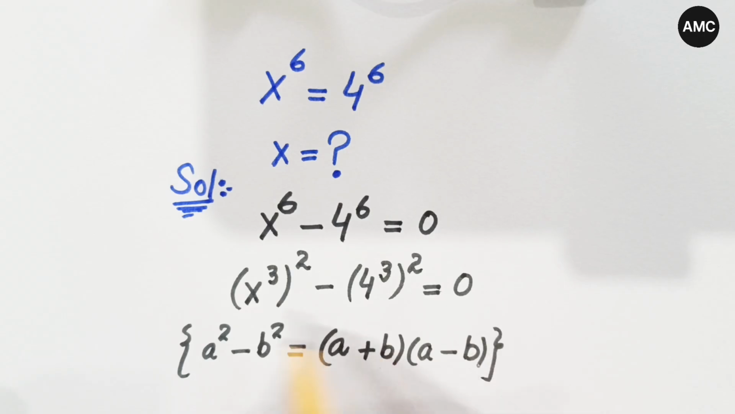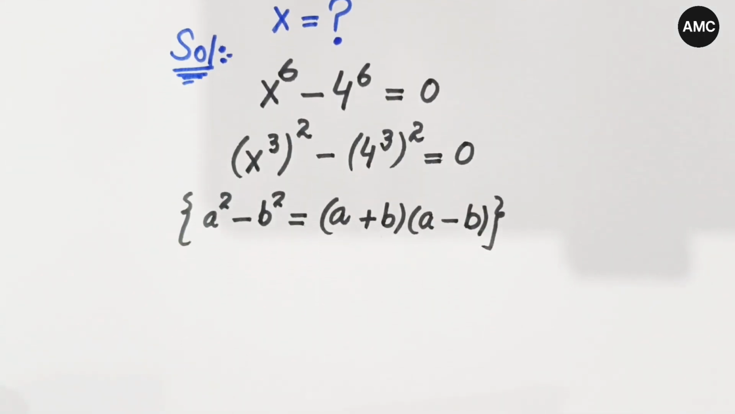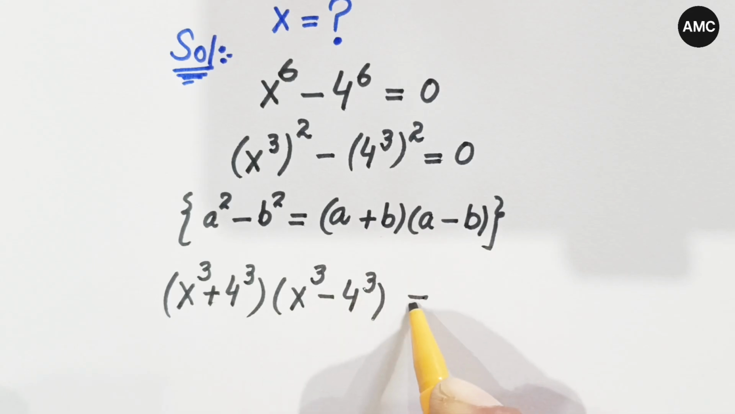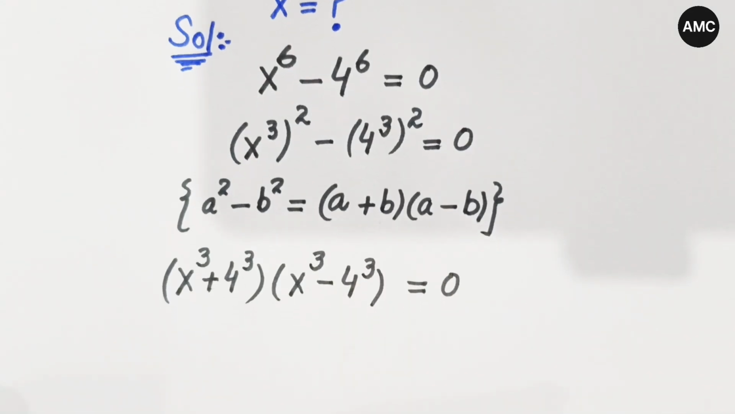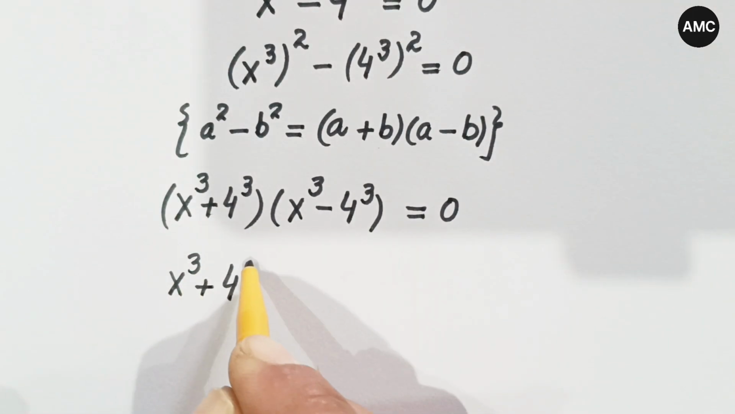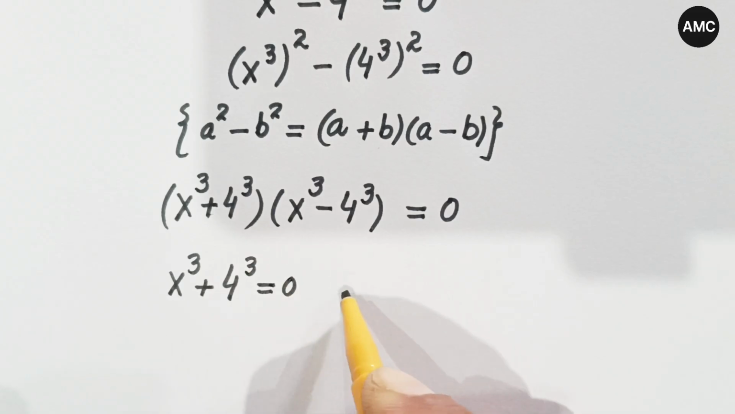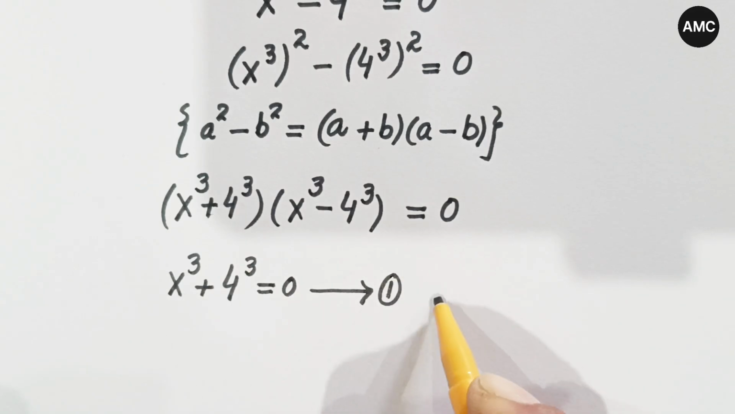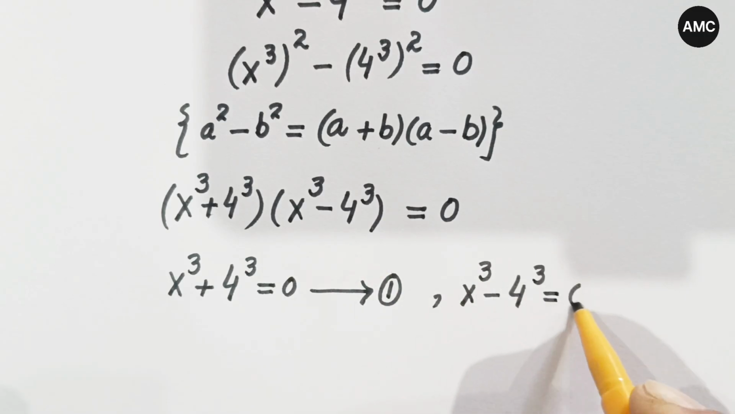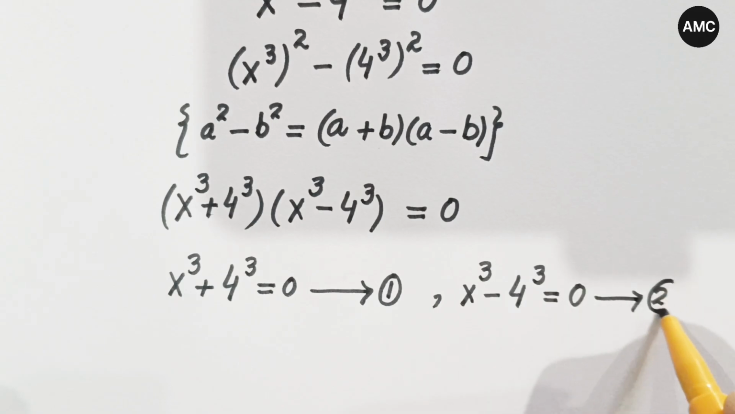So applying this identity here, our equation will be x cubed plus 4 cubed times x cubed minus 4 cubed is equal to 0. Now here we can say that x cubed plus 4 cubed is equal to 0. Let's say it is our equation 1, and x cubed minus 4 cubed is equal to 0. So it is our equation 2.